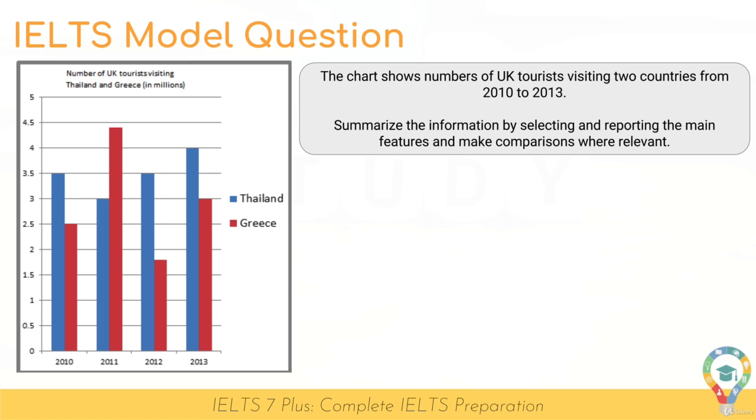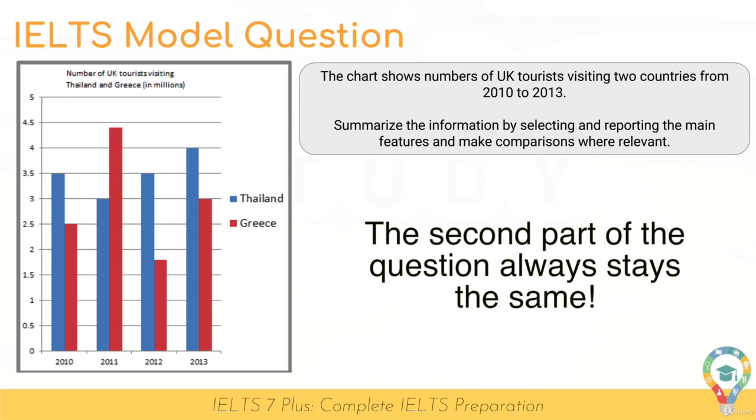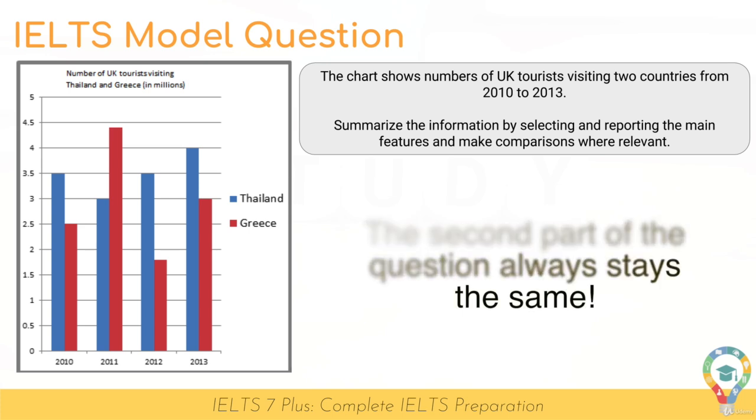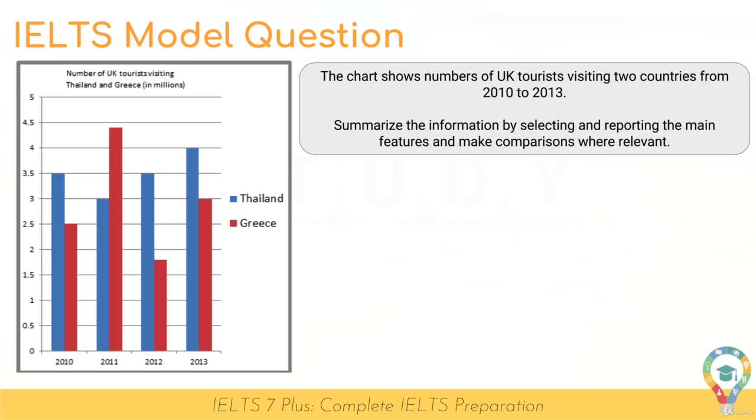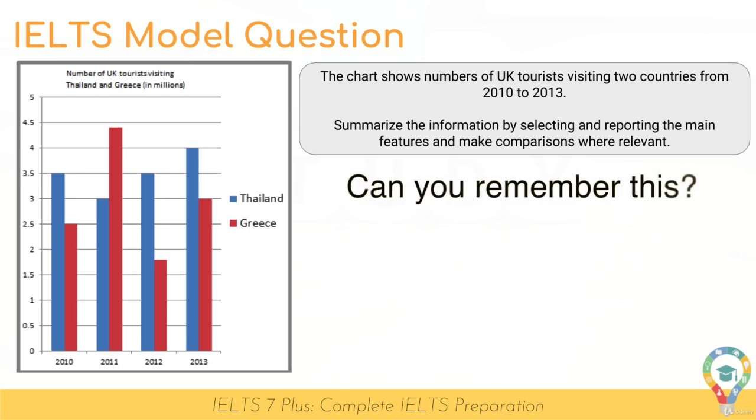The chart shows numbers of UK tourists visiting 2 countries from 2010 to 2013. Summarize the information by selecting and reporting the main features and make comparisons where relevant. We've seen our bar chart and we have our question. Now the first thing that I and you should do is to make a short plan.